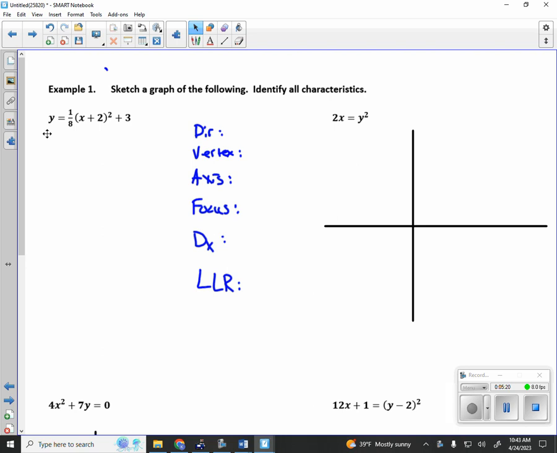All right, you want to decide between you and your partner right now, is this a parabola that opens up, down, right, or left? Take about 30 seconds, talk to your peer, decide up, down, right, or left. Go.